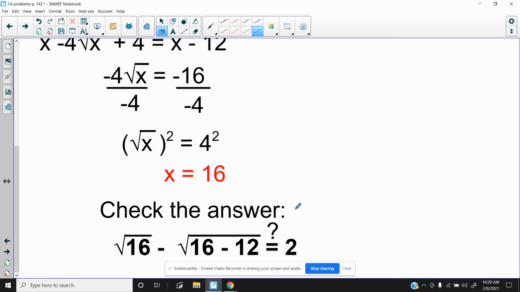Now check our answer. We're going to replace x in the original equation to see if it really does equal 2. Well, the square root of 16 is 4. 16 minus 12 is 4. Does 4 minus 2 really equal 2? Yes, it does. So x really does equal 16.